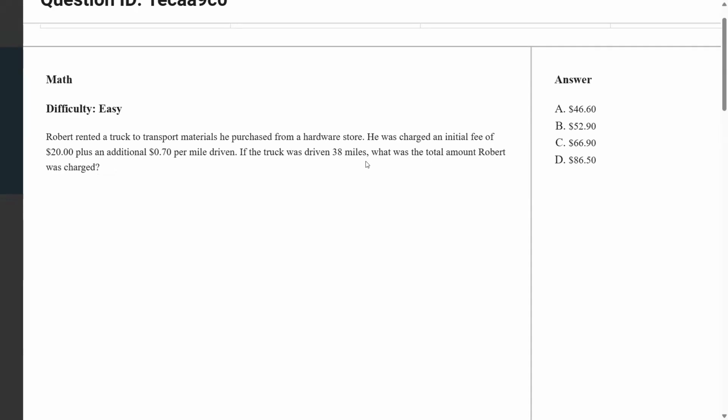Let's write the formula first. 20 plus 0.7x, and substitute x with 38. 0.7 times 38 plus 20. It will be 46.6. So the answer is A.